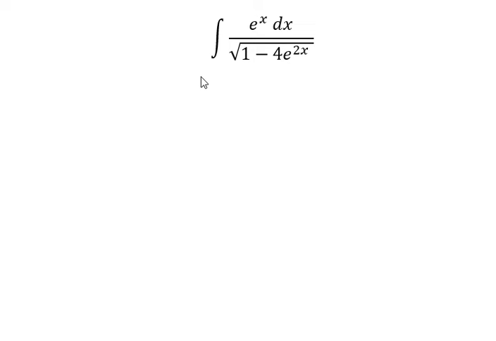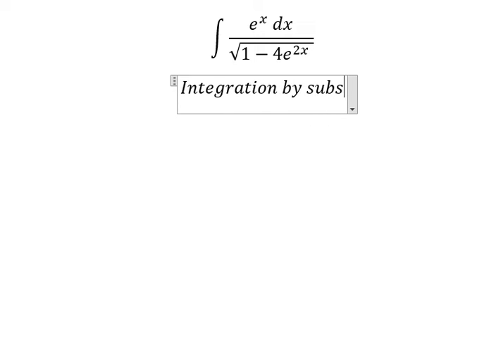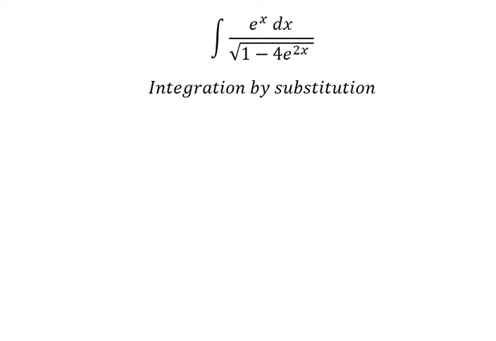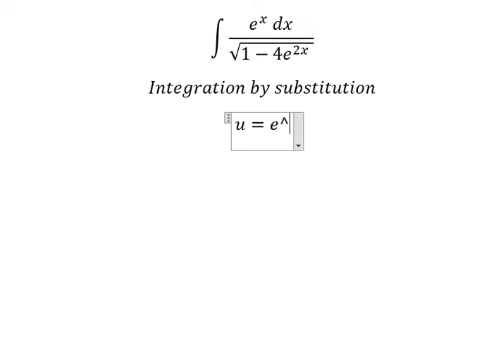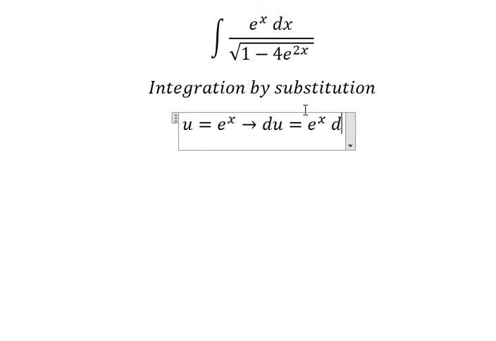The topic today is about integration. So now I will show you how to answer. We need to use integration by substitution. So I will put u equals e to the power of s. Later we take the first derivative of both sides. You get du equals e to the power of s ds.